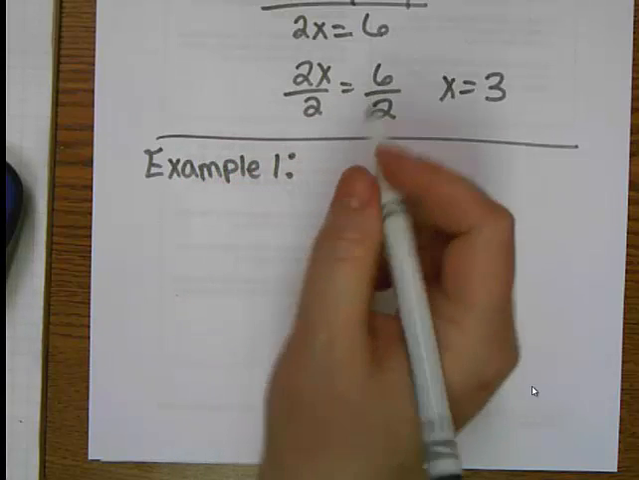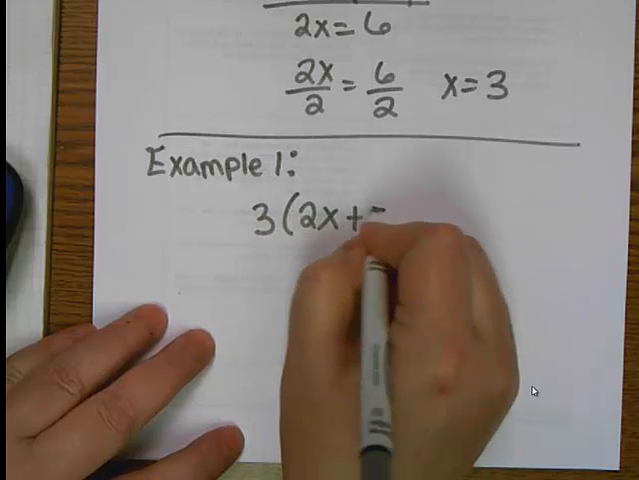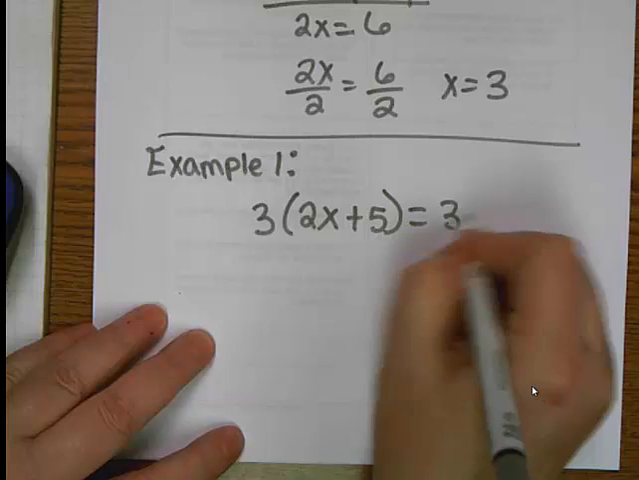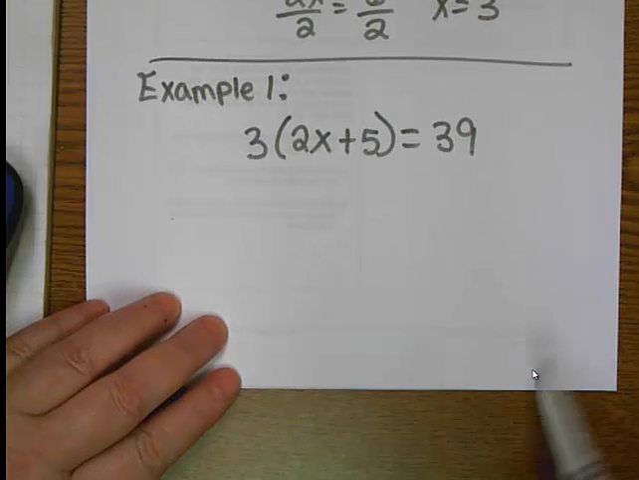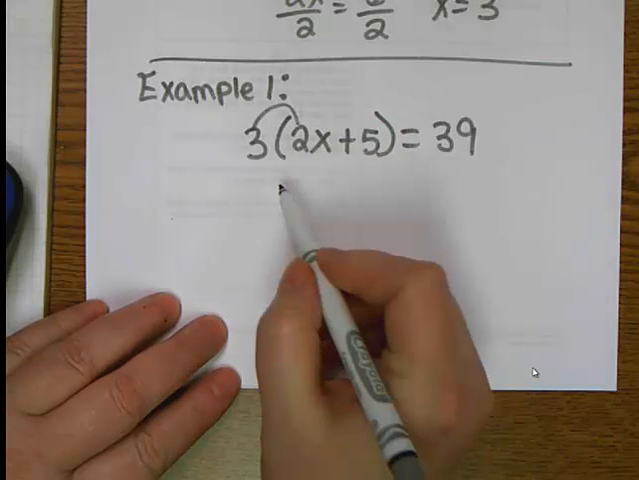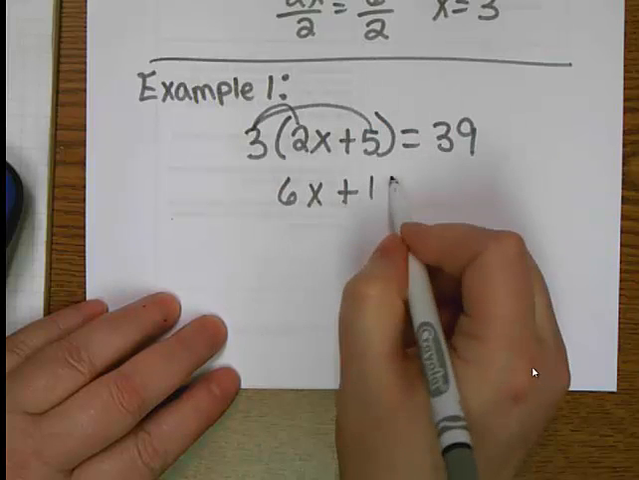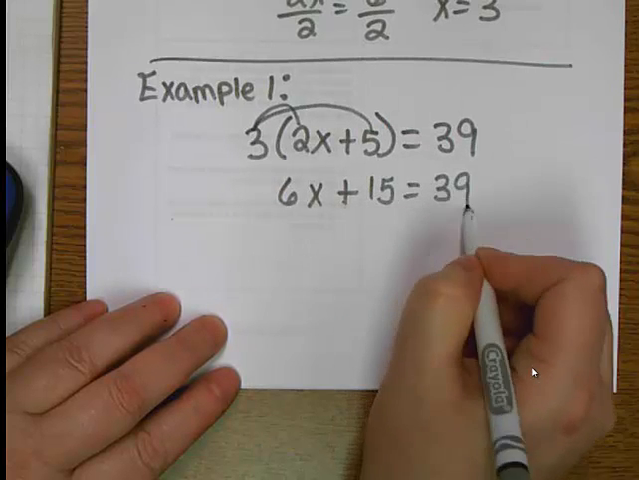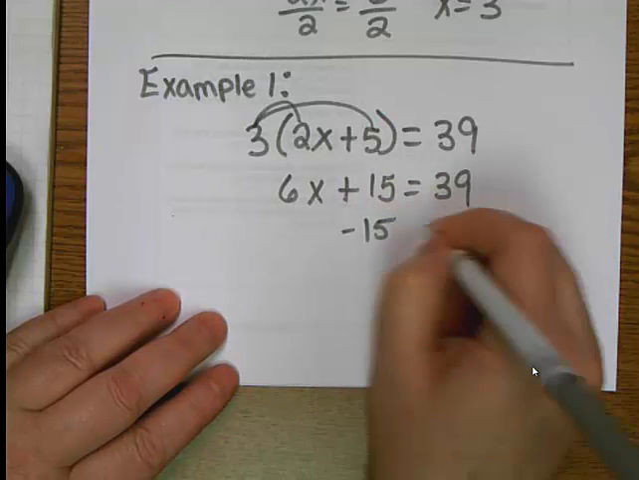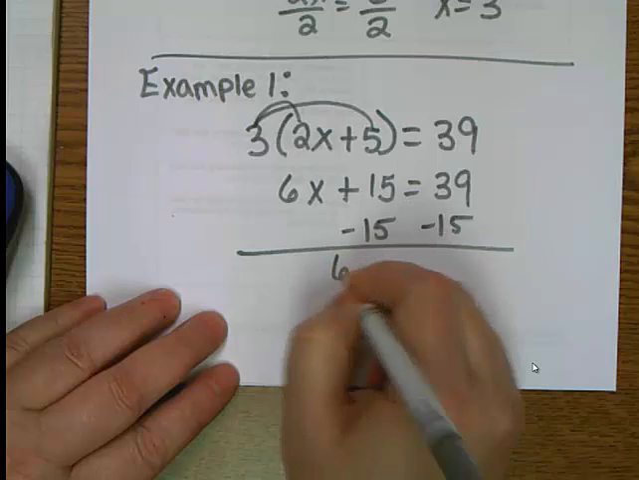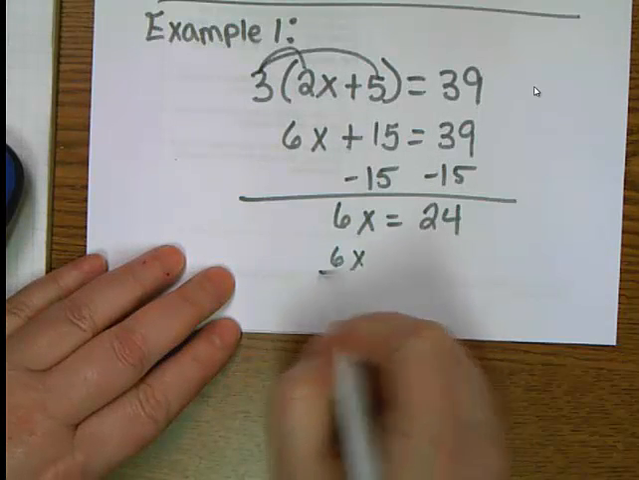Let's look at a distributive property. Whenever I have the distributive property in a problem, the first thing I want to do is distribute. So what's 3 times 2x? 6x. And 3 times 5 is 15. So the next thing I have is now a two-step equation. I'm going to subtract 15 from both sides. 6x equals 24. I'm going to divide both sides by 6.